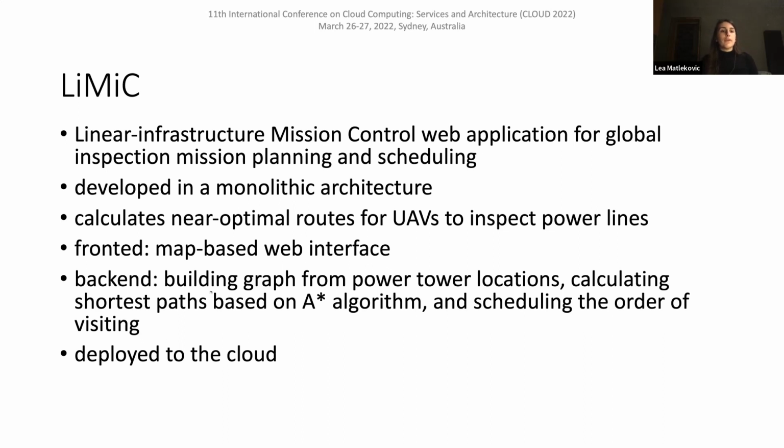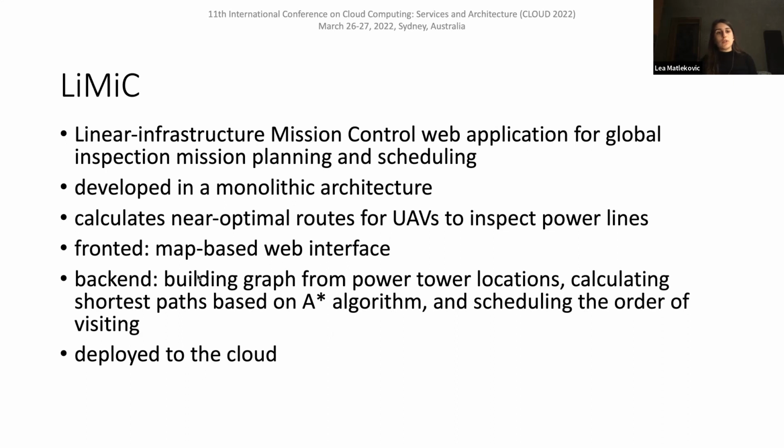For the backend, the application was building a graph from power tower locations and calculating shortest paths based on the A-star algorithm, and scheduling the order, basically solving the vehicle routing problem, scheduling the order of visiting for many drones to visit many chosen targets based on this calculated shortest path. And the application was developed and deployed to the cloud.